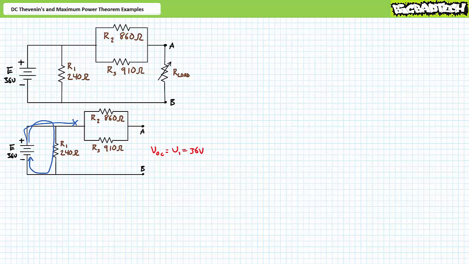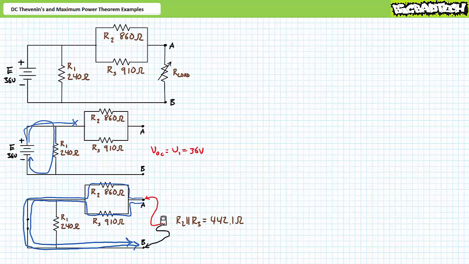The removal of the load resistor prevents any current from traveling through R2 and R3. With no current traveling through, no voltage will be dropped across R2 and R3, and they can be effectively removed from consideration. The modified circuit is essentially R1 and the voltage source. As such, R1 experiences all voltage drop across it. As such, the open circuit voltage is 36 volts. This is the Thevenin's equivalent voltage, ETH.